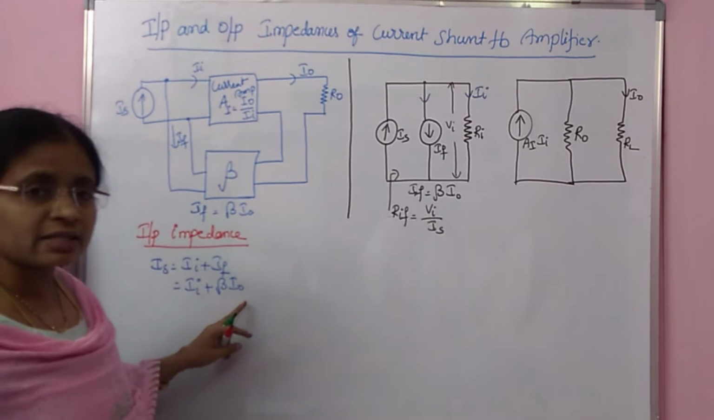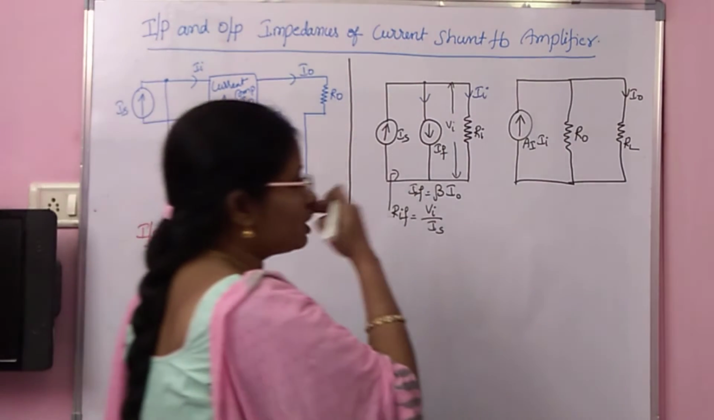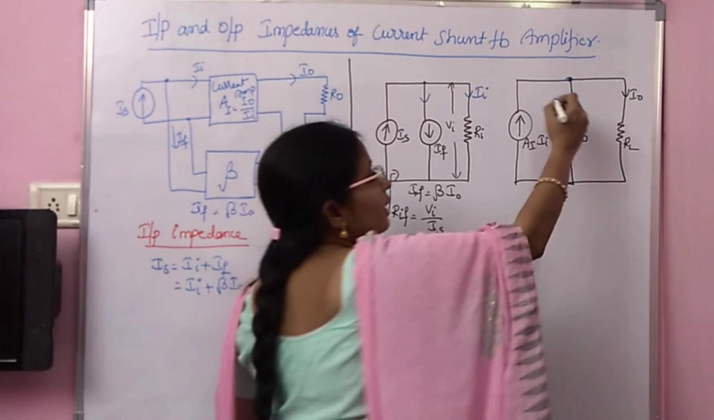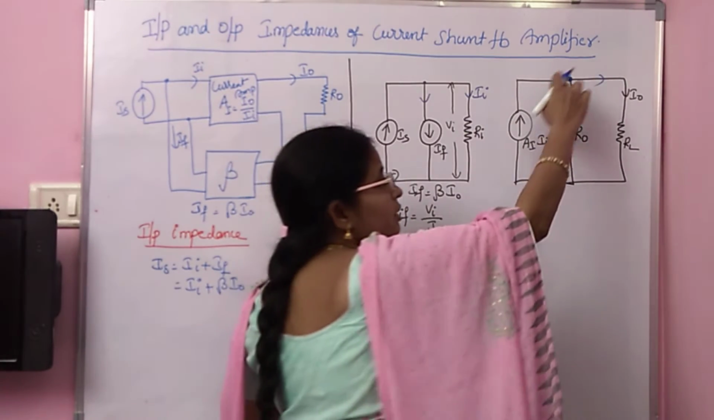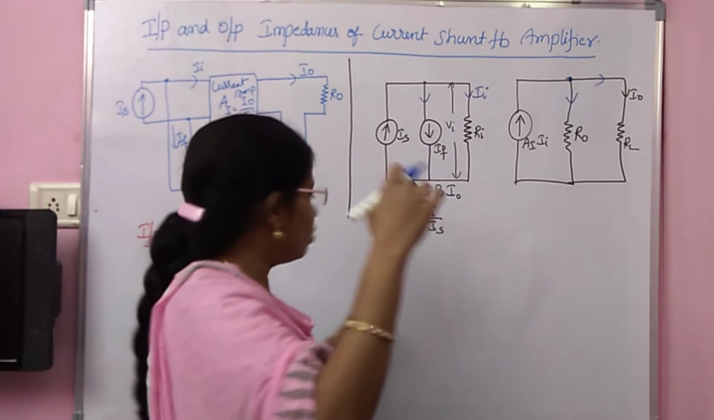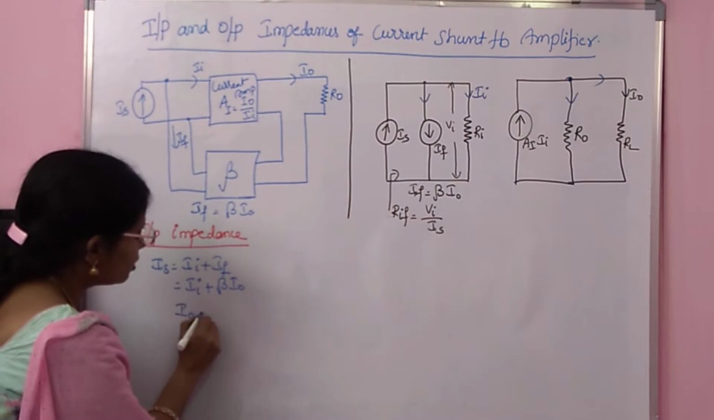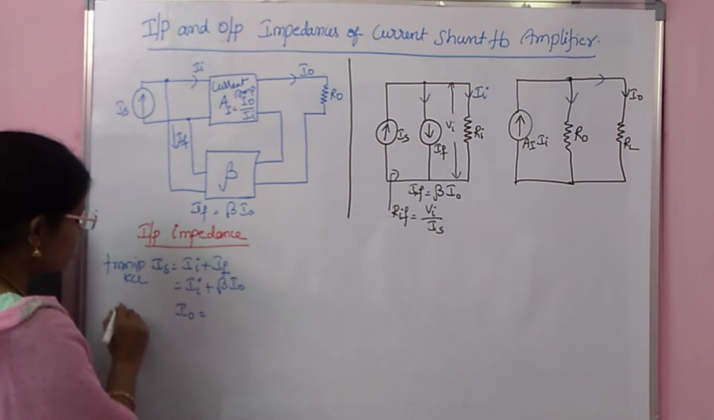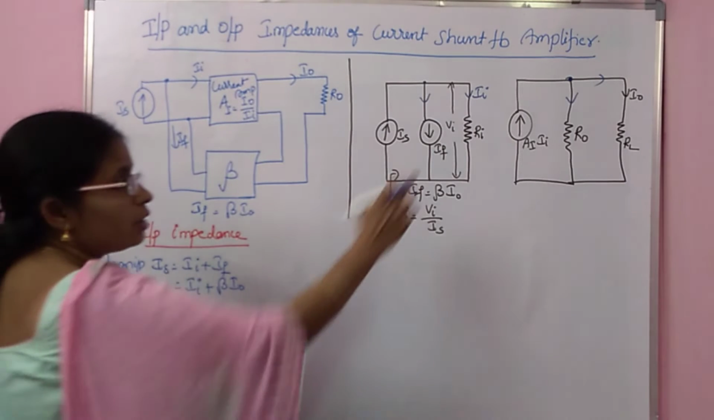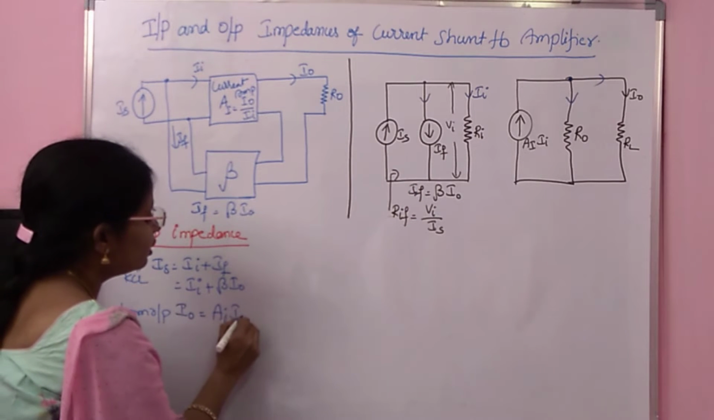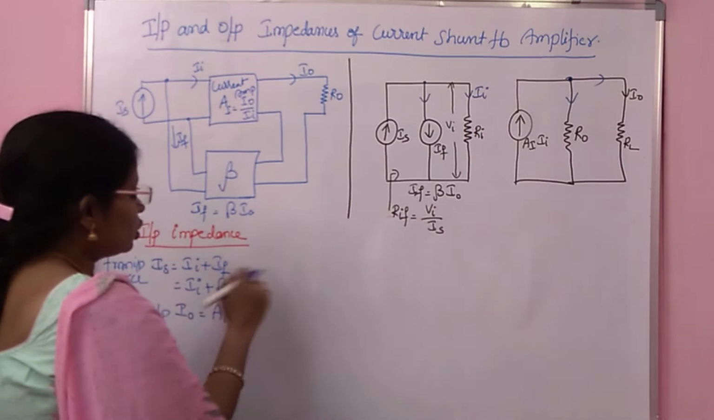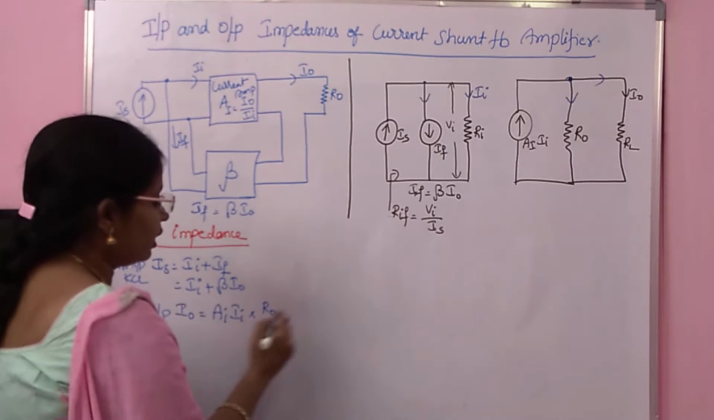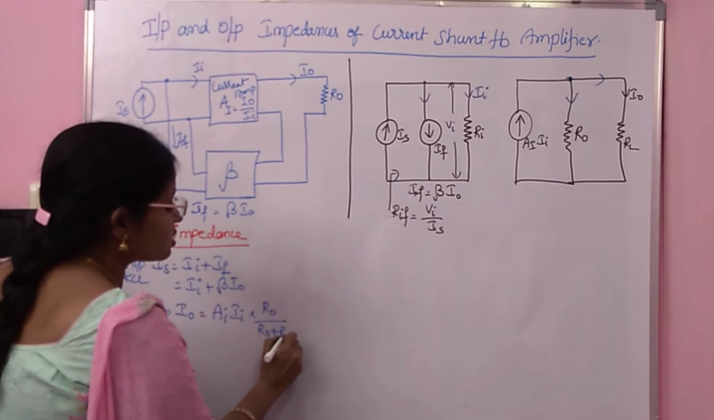Now you have to replace this I naught. If you observe the output circuit, II is coming here to this node, and then it gets divided into two parts. The current through RL is your I naught. This is from input KCL, and this is from output. What is I naught? You must take the current division there: total current II into the opposite resistance R naught, divided by the sum of resistances R naught plus RL.